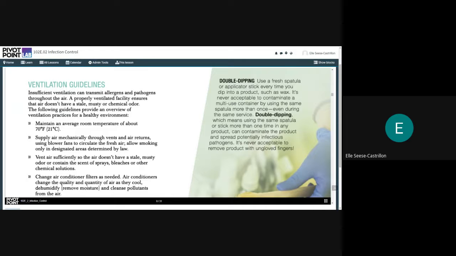So double dipping, when we are talking about waxing, it says to use a fresh spatula or applicator stick every time you dip into a product or your wax. It's never acceptable to contaminate a multi-use container by using the same spatula more than once, even during the same service. So double dipping, which means using the same spatula or stick more than one time in any product, can contaminate the products and spread potentially infectious pathogens or germs that are harmful. It's never acceptable to remove product with an ungloved finger.